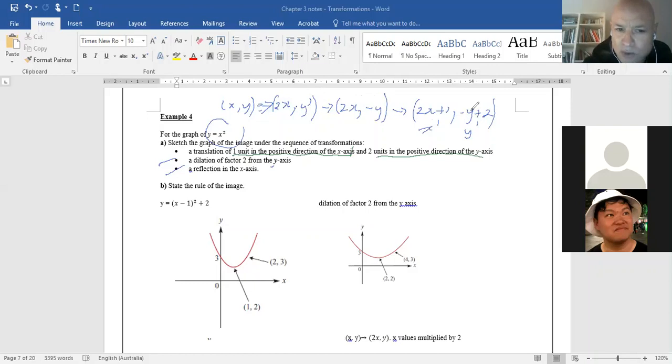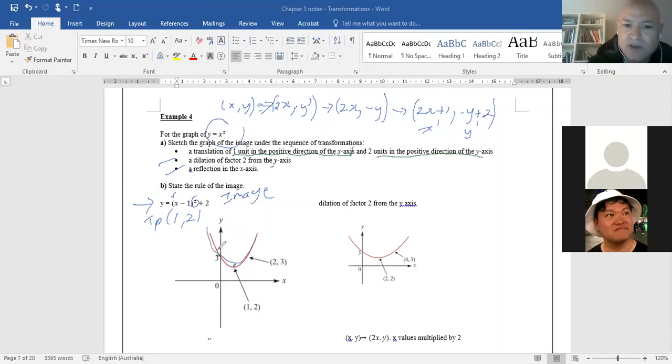So I won't do all that working out for you, but we can get our image rule. This is part B, the image rule. And I can sketch that pretty easily because I know that this has a turning point at x equal to 1 and up 2. So that's 1 and 2 right there. And I know it's just a normal, positive parabola, so I know it looks like this.